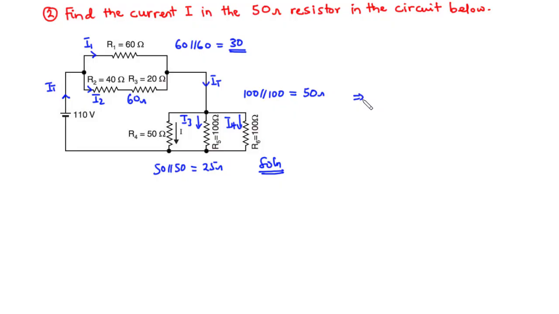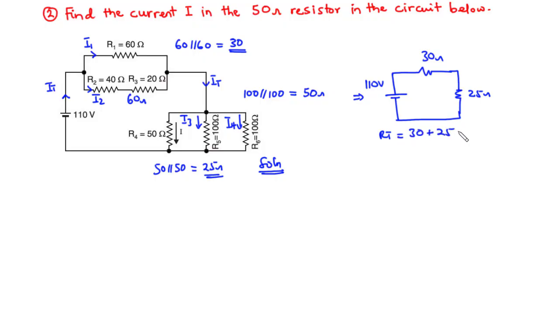Therefore, if you want to redraw the circuit, then we have this 110 volts, and then we have the first resistor combination to be 30 ohms in series with the second resistor combination, that is 25 ohms. Because the two are in series, we have the total resistance to be 30 plus 25, and that is equal to 55 ohms. Therefore, the total current in the circuit IT is equal to 110 divided by 55, and that is equal to 2 amperes. So that is the current produced by the 110 volts, 2 amperes.